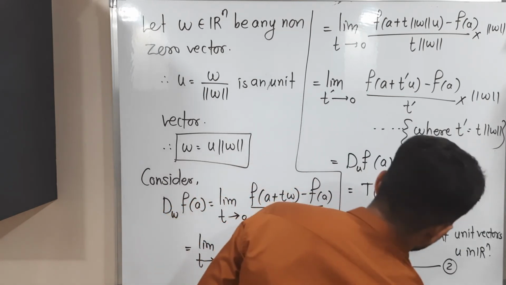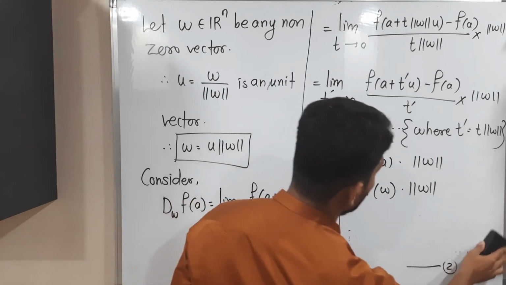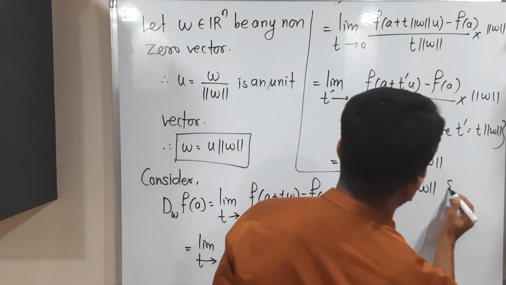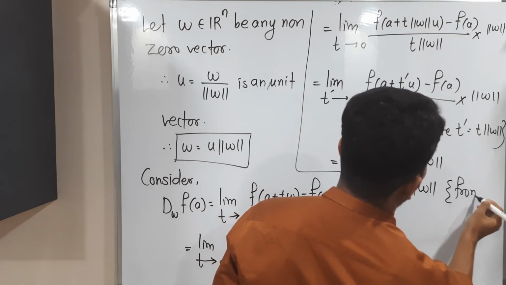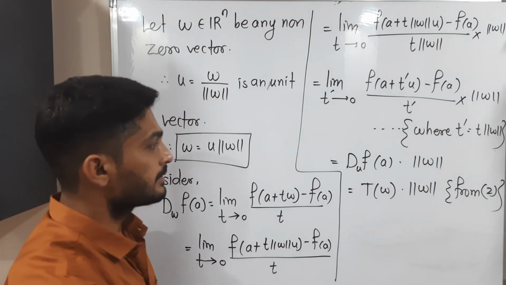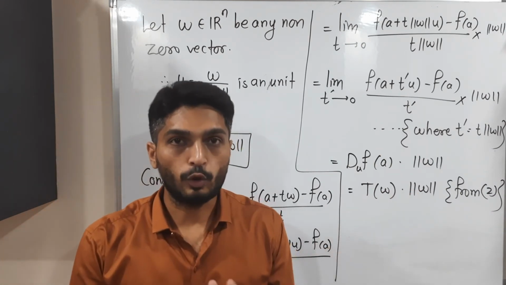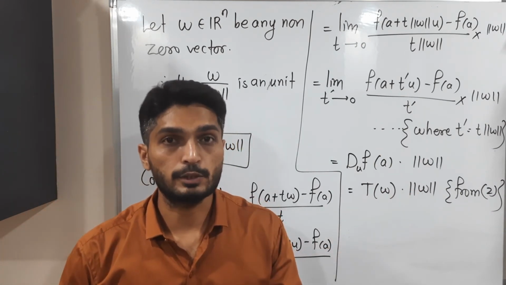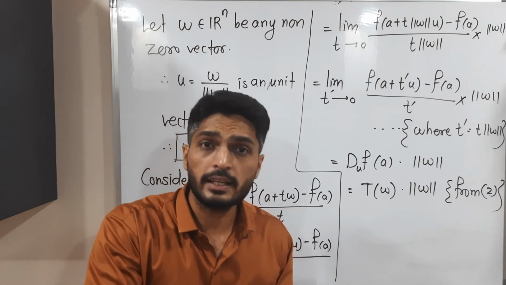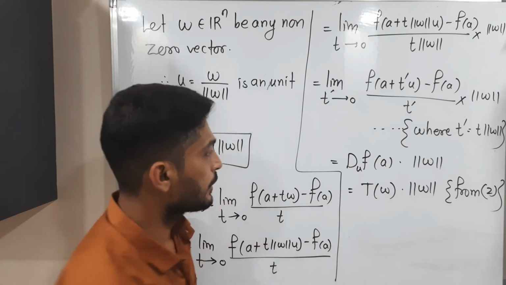Let me remove this part, it is not required. I should mention it is from equation number 2. Let me write that. From 2. See, norm w is a constant, and T is a linear transformation. So if you have any constant, in the case of a linear transformation, you can take it inside or outside, it doesn't matter. So I can do the same.